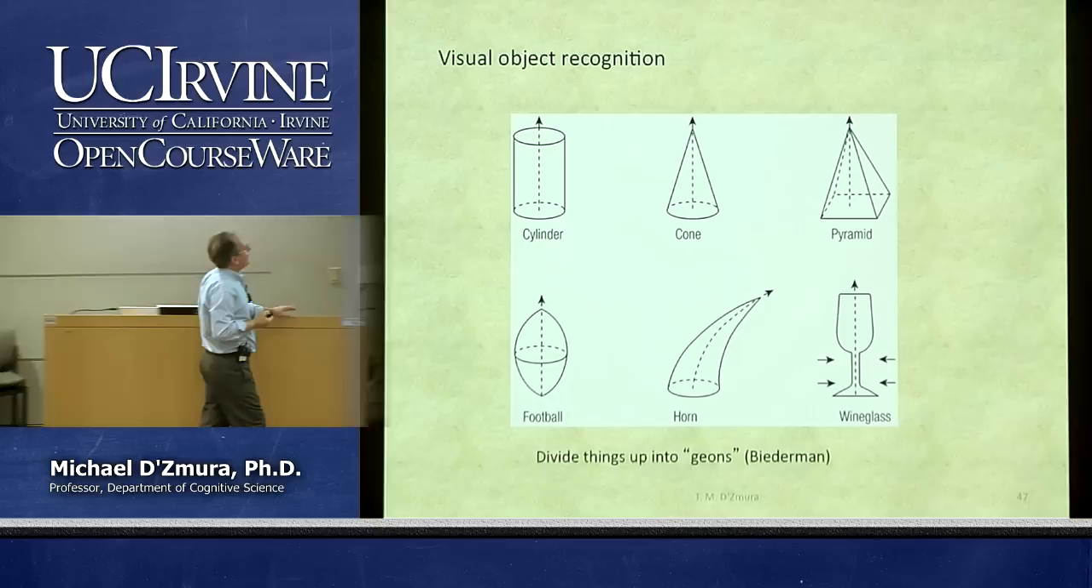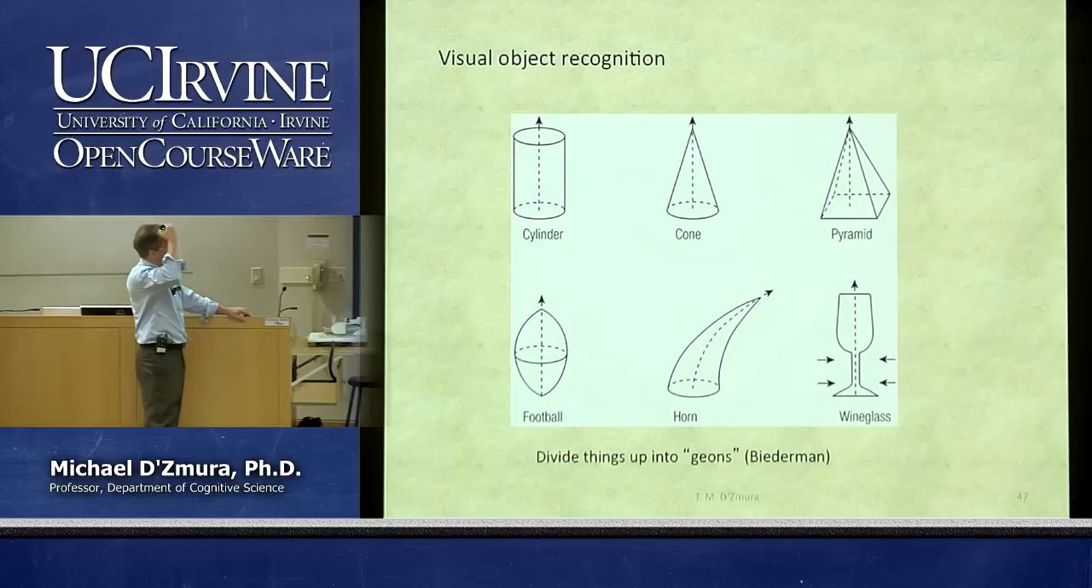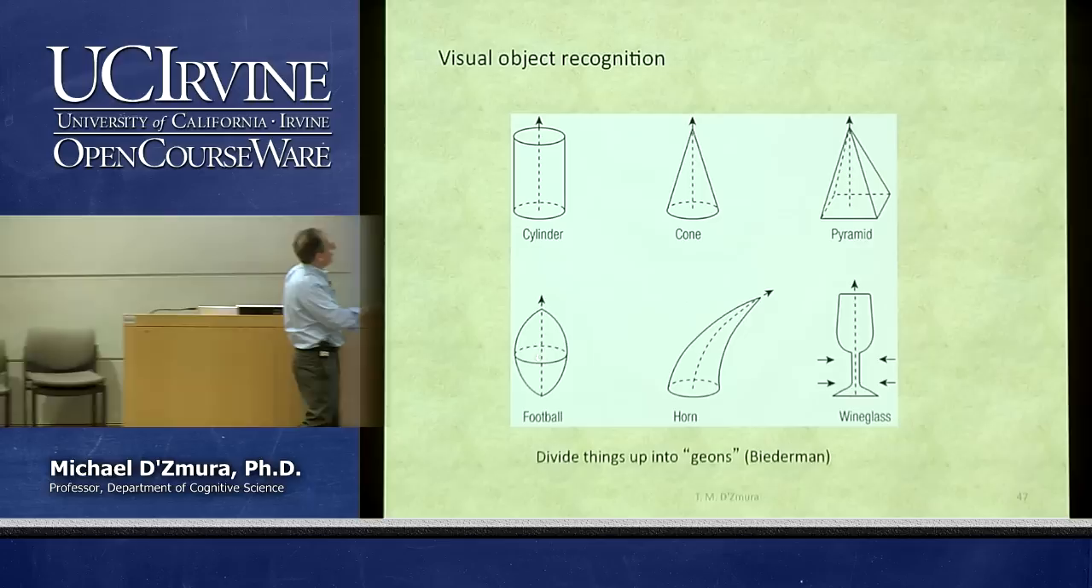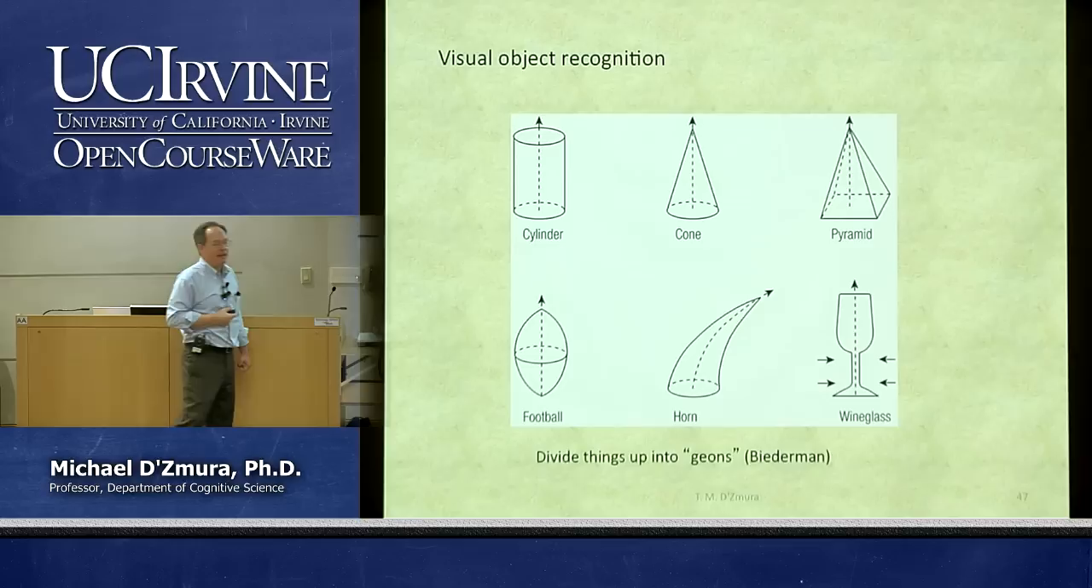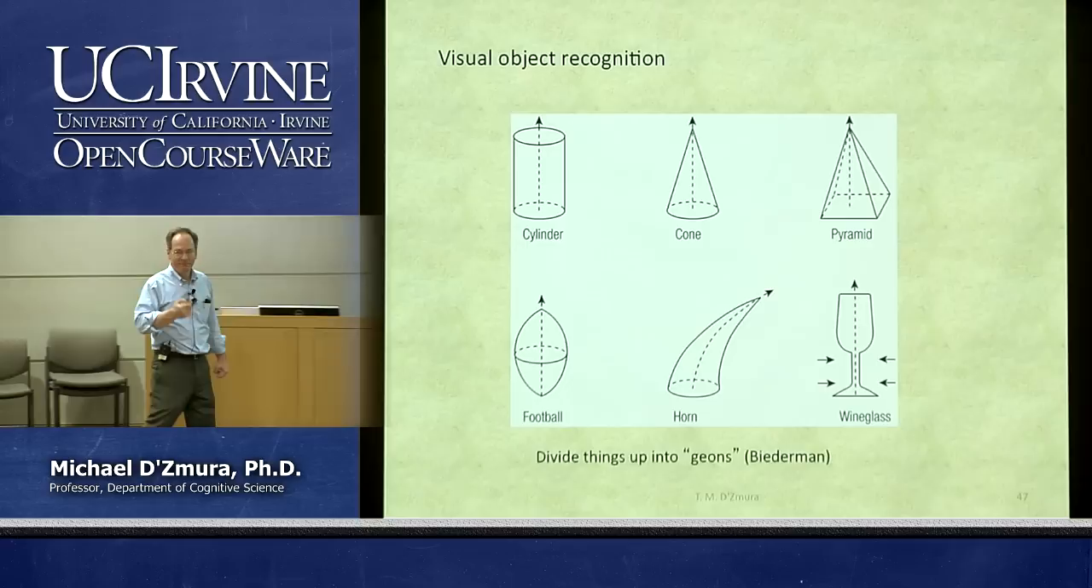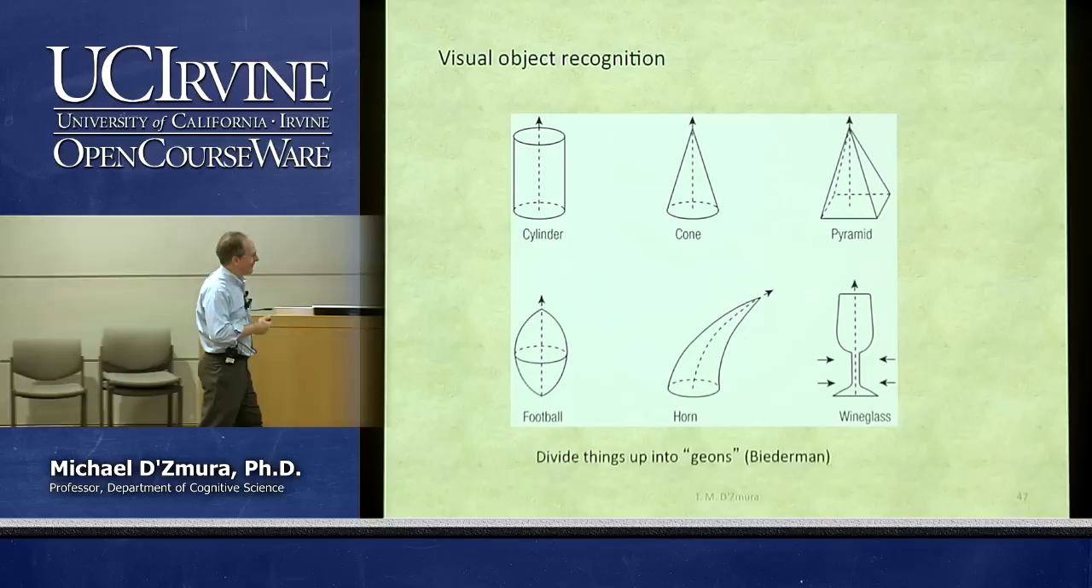Here's a second early idea that's due to a fellow up at USC named Irv Biederman. Again, from the 80s or so. And he said that things are divided up into geons. Now, you probably don't know what a geon is because, well, he made that up. And what he said is that there are these elementary shapes, and these elementary shapes give us a shape alphabet. And the letters in the shape alphabet are effectively called geons. And there might be 20 or 30 of them. I'm not certain how many there are. It all sort of depends on what the Biederman folks say is a geon and what is not a geon. So it's a little bit arbitrary.